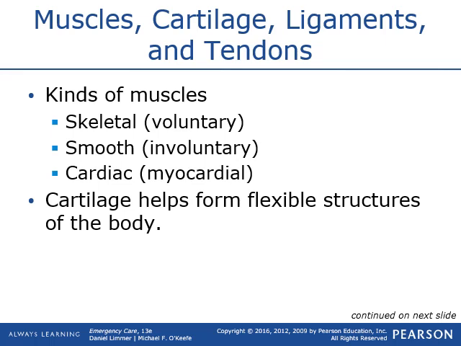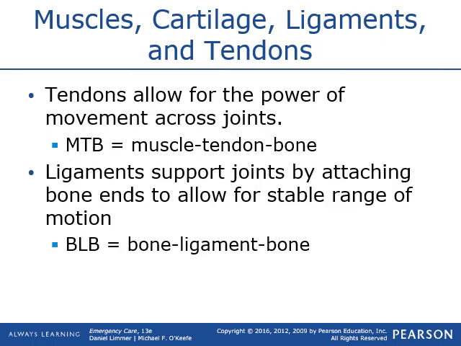Kinds of muscles: skeletal, voluntary; smooth, involuntary; and then you have cardiac, myocardial. Cartilage helps form flexible structures of the body. Tendons allow for the power of movement across joints: muscle, tendon, bone. Ligaments support joints by attaching bone ends to allow for stable range of motion: bone, ligament, bone.